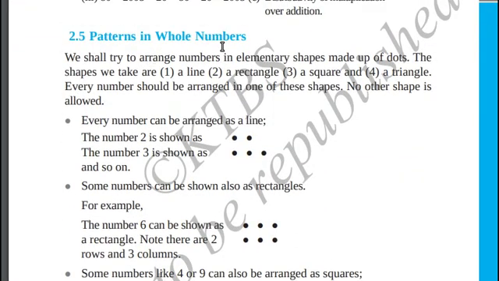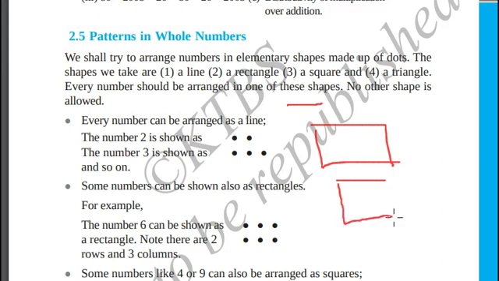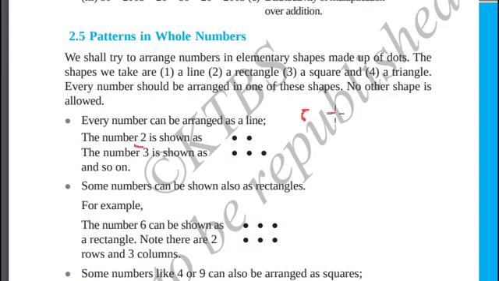Patterns in whole numbers. We can arrange numbers in elementary shapes. Elementary shapes means basic shapes made up of dots. The shapes we take are line, rectangle, square and a triangle. Any number could be arranged as a line. If we take 2, 2 could be written as 2 dots. If we take 3, 3 could be written as 3 dots.